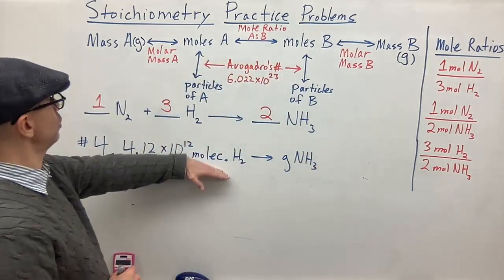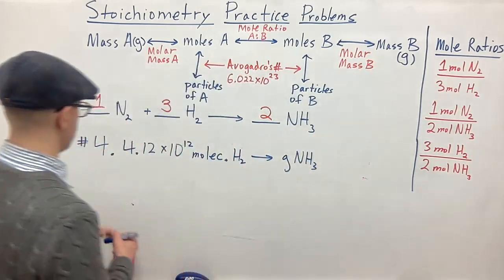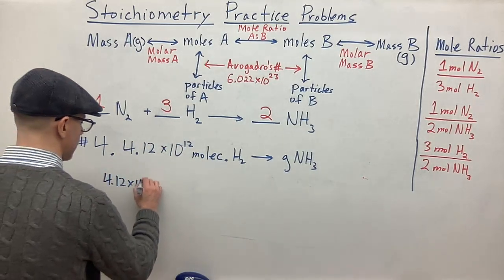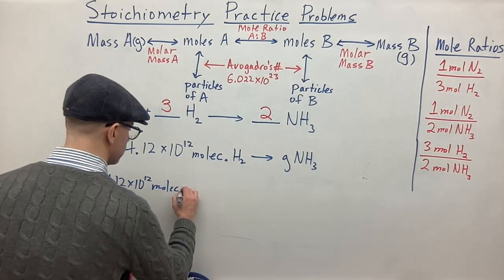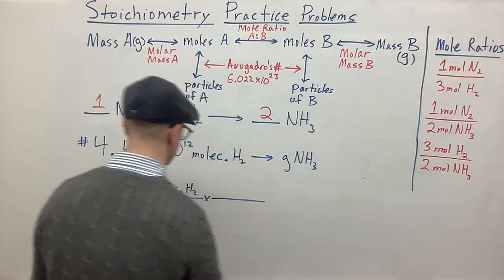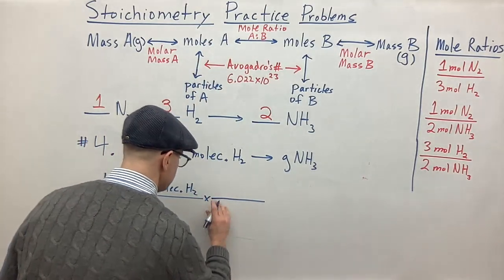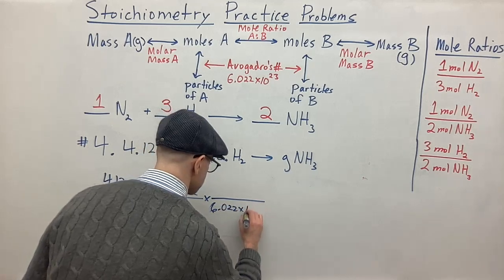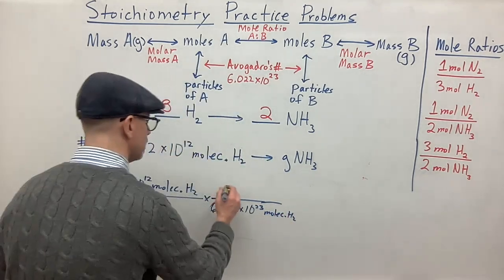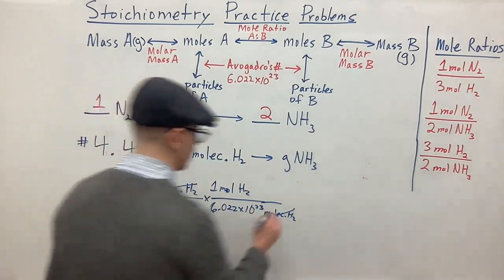So we're starting with molecules of A, particles of A, and we want to get to grams of B. So we're going to follow our roadmap. First thing we need to do is convert to moles. So we're going to take 4.12 times 10 to the 12 molecules of H2 over 1, and we're going to use Avogadro's number to get to moles. That's going to be 6.022 times 10 to the 23rd molecules of H2 on the bottom, and on the top 1 mole of H2. So molecules of H2 cancel out.